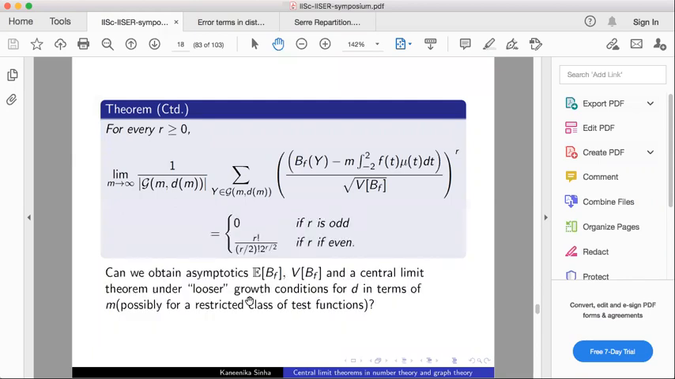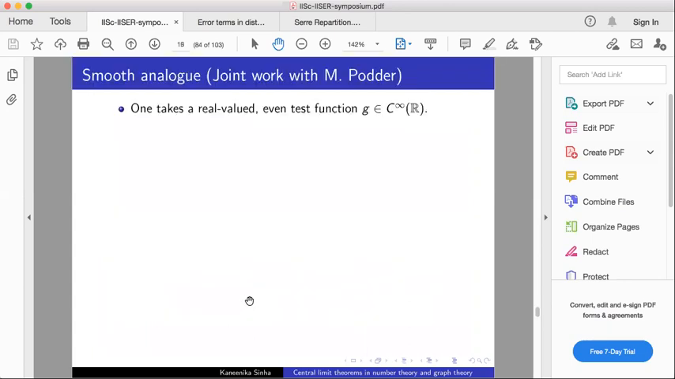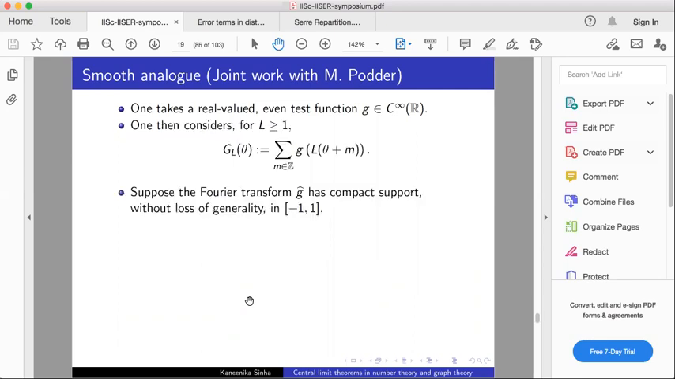So now the questions that we ask are, can we obtain asymptotics, the expected value, the variance, and a central limit type theorem under looser growth conditions for D in terms of M, possibly for a more restricted class of test functions? This is joint work with my colleague Moumanti Podder, who joined IISER Pune a few months ago, and we started discussing this. So what we do is we take basically a class of test functions, which we define as follows.